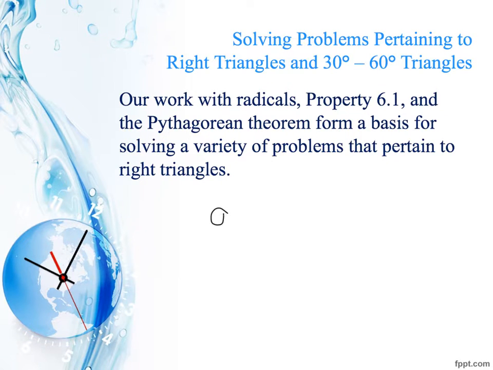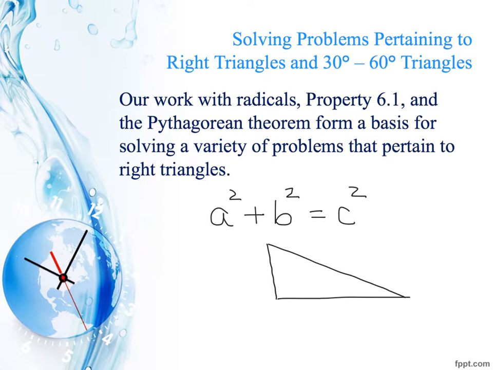Now, just a reminder, the Pythagorean theorem tells us that the squares of the legs of a right triangle added together are equal to the square of the hypotenuse of the right triangle. A hypotenuse, you recall from your days in geometry, is the longest side of a right triangle. So this would be C. Your legs would be A and B. And A and B could be interchanged, but C has to be the hypotenuse.